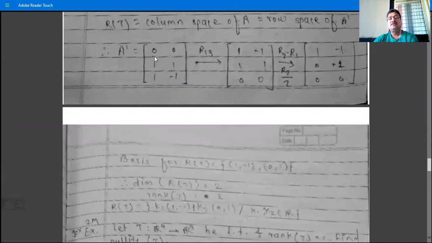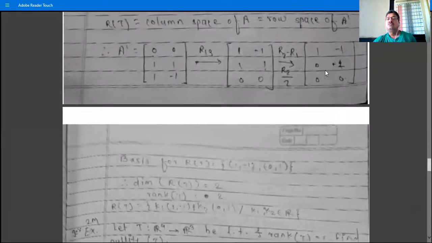So interchange the first and third rows. We have 1 at this place. Then we have to reduce this 1 to 0. So R2 minus R1. So we have this, and then we have to reduce this minus 2 to 1. So 1 by 2 R2 is the next operation. We have 1 minus 1, 0 1, and 0 0. And this is an echelon form.